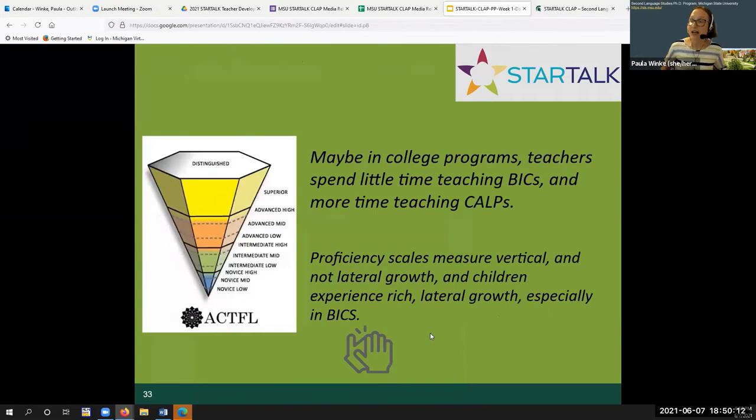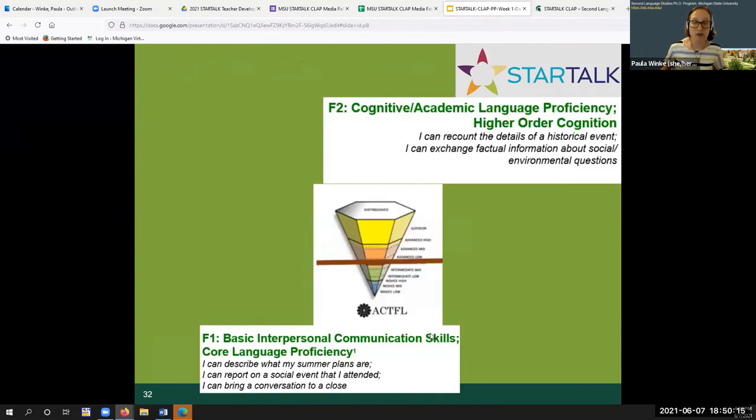Another area of language proficiency that's difficult to apply to junior high, speaking to the junior high people in particular, is that the ACTFL scale has been broken into 2 sections. At the bottom level, it's more basic interpersonal communication skills, so core language proficiency. And at the higher level, it's cognitive or academic language proficiency, higher order cognition. So what might happen with children or people in junior high is you might stay at the basic interpersonal communication skills area. So don't expect growth to be all the way up the scale to the advanced level in junior high or high school, or even in the beginnings of Arabic or Russian programs.